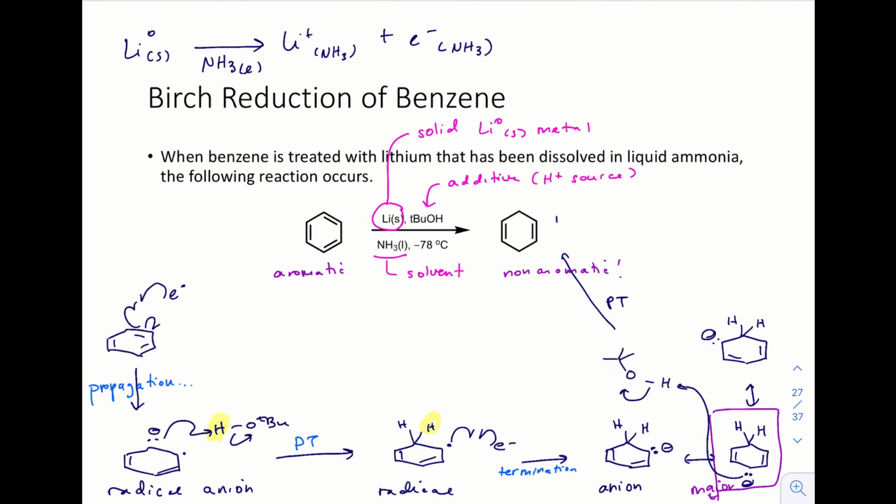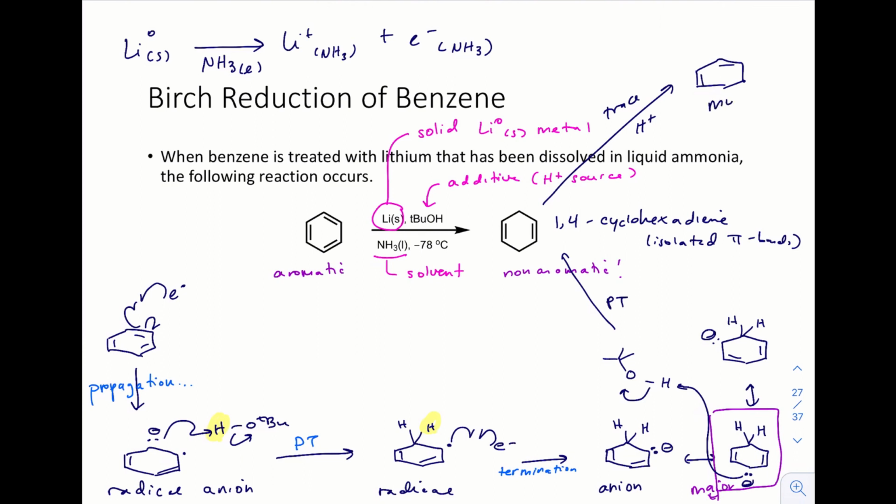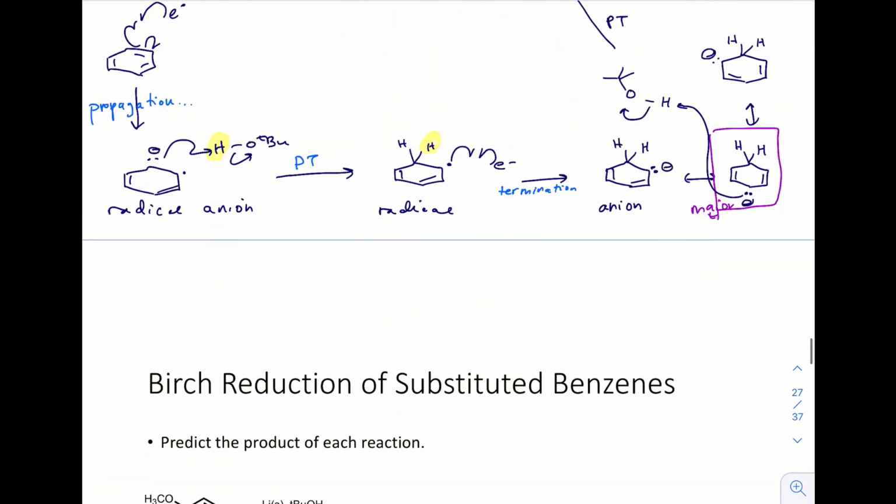First, you will notice that this non-aromatic product is a 1,4-cyclohexadiene. Those two double bonds are isolated. And we know that if this encounters a trace of acid, for example, it will isomerize to form the more stable 1,3-diene. Okay, that's not part of this problem. We're just remembering the properties of 1,4-cyclohexadienes or 1,4-dienes. Good. This is, again, similar to dissolving metal reduction.